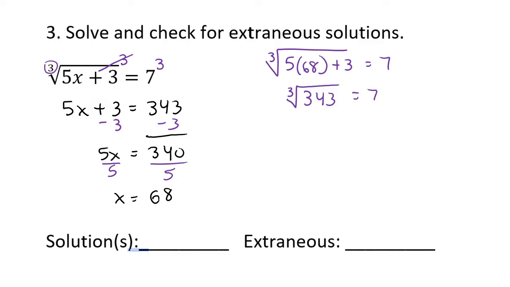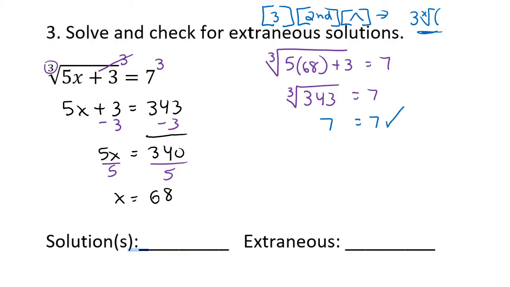And the cube root of 343, if you don't know how to do that in your calculator, you're going to hit the number 3. You're going to hit the second button. You're going to hit the caret button. This should be on your screen once you hit that. Once you have these symbols on your screen here, type in 343, hit enter, and it's going to tell you the answer is 7. And then we just see 7 is 7. So we know this makes sense, therefore 68 is going to be a solution, and we don't have any extraneous ones this time.